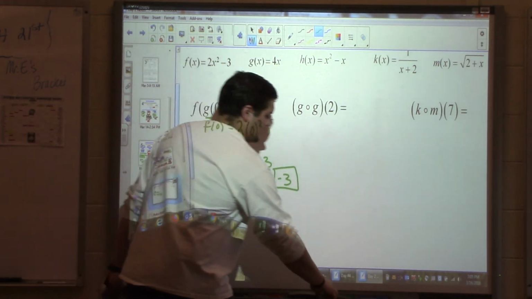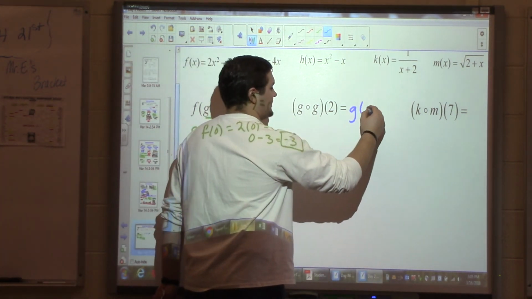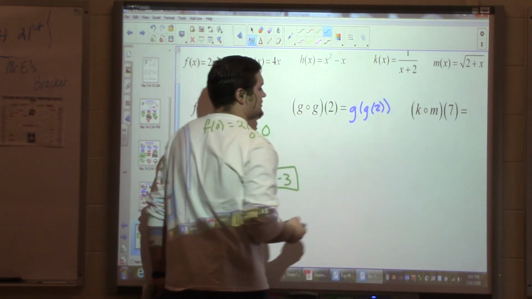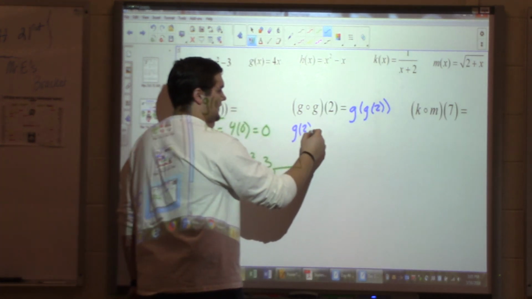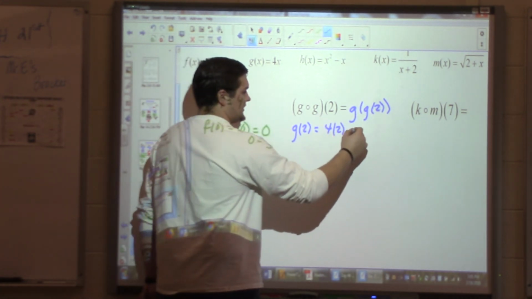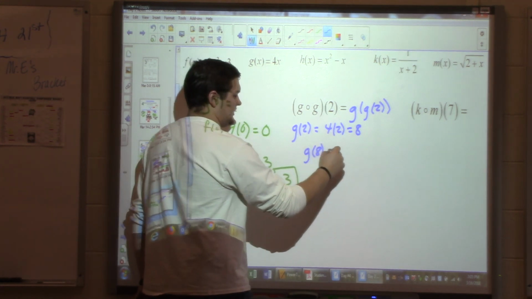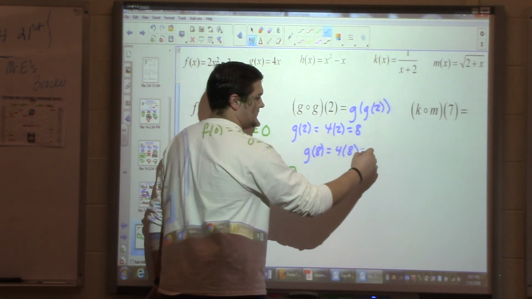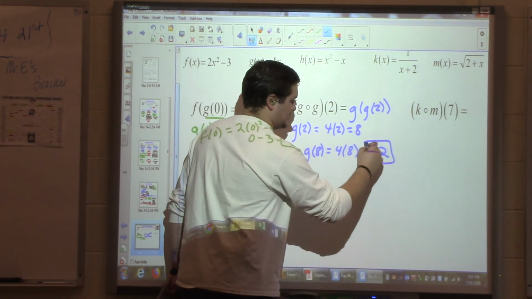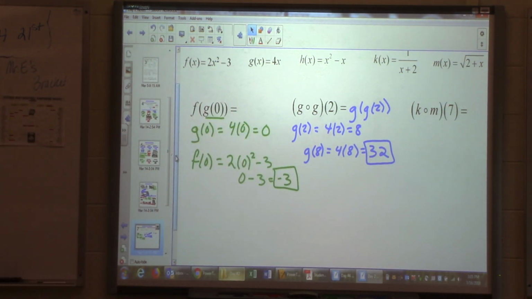One more quick one. So, I'm going to rewrite it. G of 2. I want to find that inside piece first. So I get 4 times 2 is 8. So I plug that in for g of 2. G of 8 equals 4 times 8 equals 32. So, like I said, we do need a real number answer, and we don't need to find the domain.